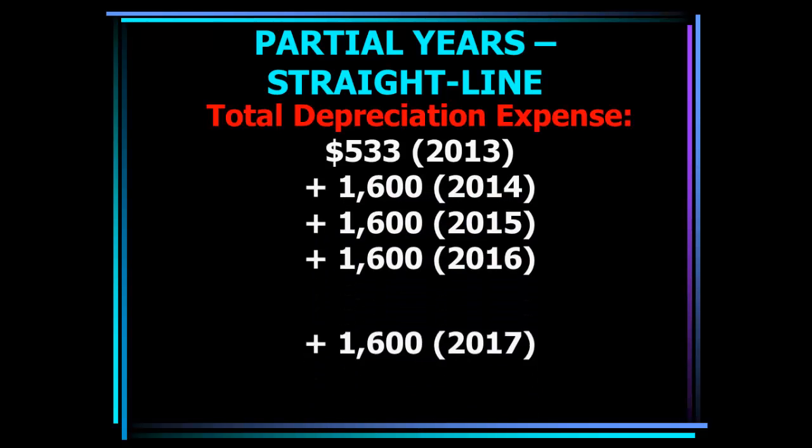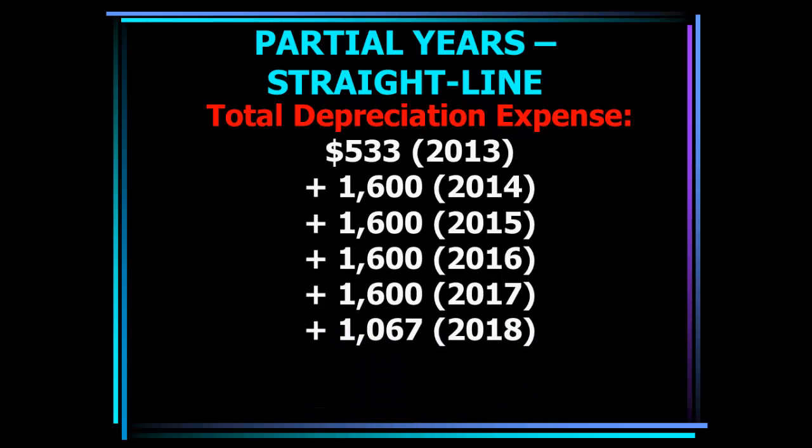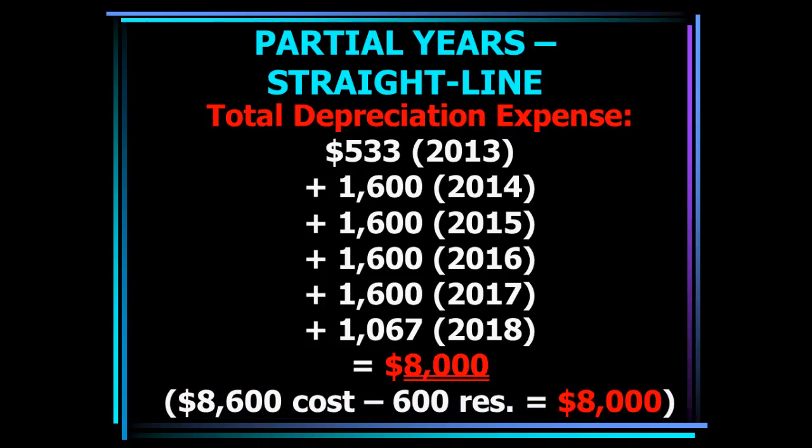533, all those 1,600, 1,067, a total of 8,000. 8,000 is what? It is the difference between the asset's cost of 8,600 and its residual of 600. Remember, in total, we should always depreciate the difference between the asset's cost and its residual. So what did we do under straight line depreciation? We prorated the first year and the last year.